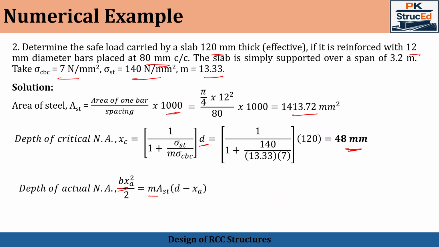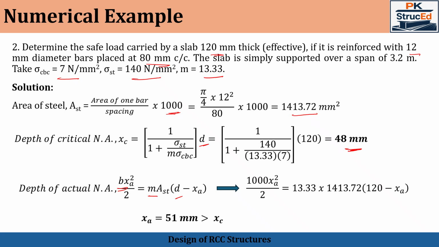M has been given as 13.33, AST has been calculated as 1413.72, and d is known, which has been given as 120. XA is the unknown. So substituting all these values, you'll get a relationship in terms of XA. Solving this equation, you'll get the value of the actual depth of the neutral axis, which has been computed as 51 mm, which is greater than 48 mm, the depth of the critical neutral axis.